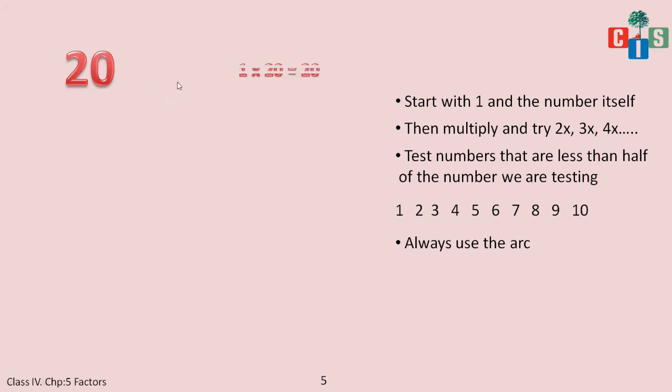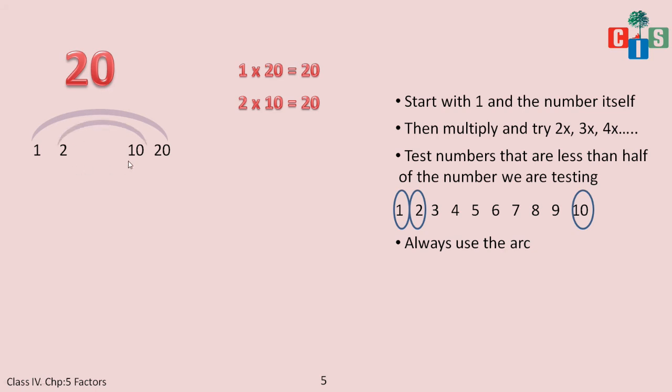Fine. So let's start. The first point is 1 and the number itself. 1 multiplied by 20 is 20. I will circle 1 as a factor, and write it separately, 1 and 20, with an arc. Now moving on to the next number, 2 multiplied by 10 gives 20. So I will circle 2 in the testing numbers and 10 also, and I will write 2 and 10 and make an arc here.